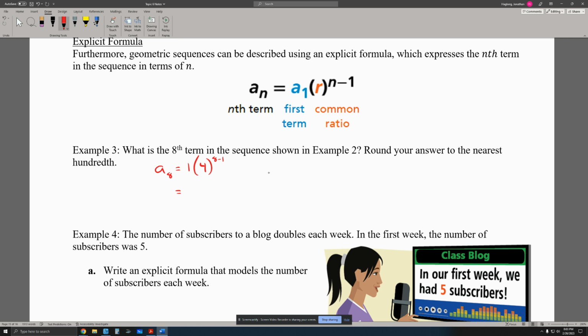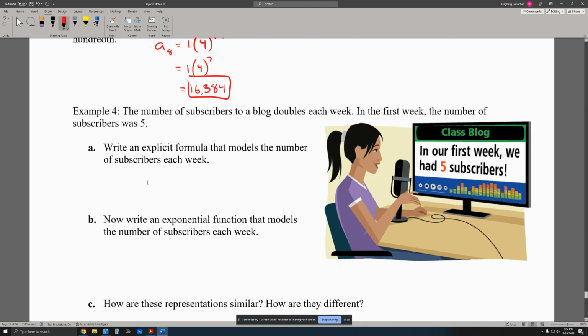So then this must be equal to 1 times 4 to the 7th, which is equal to, if you plug that into your calculator, 16,384. Remember, 4 to the 7th is equal to 4 times 4 times 4 times 4 times 4 times 4 times 4, 7 times.